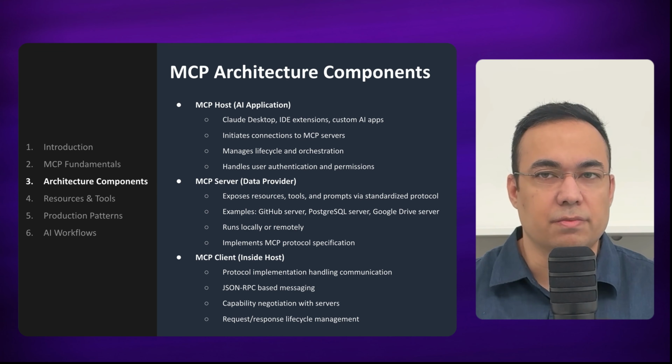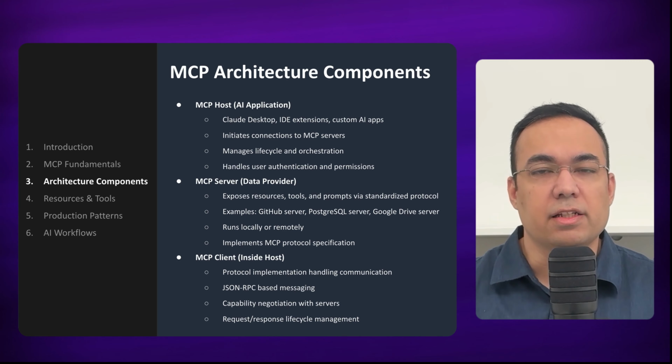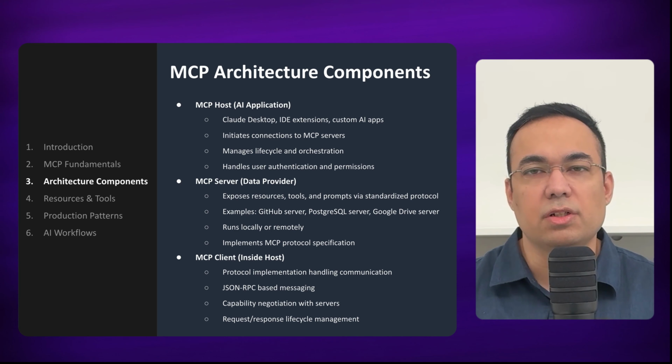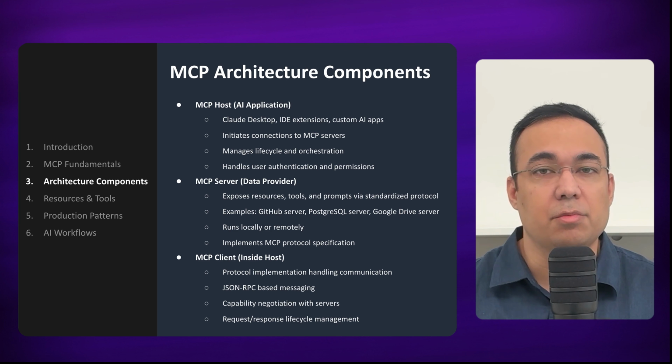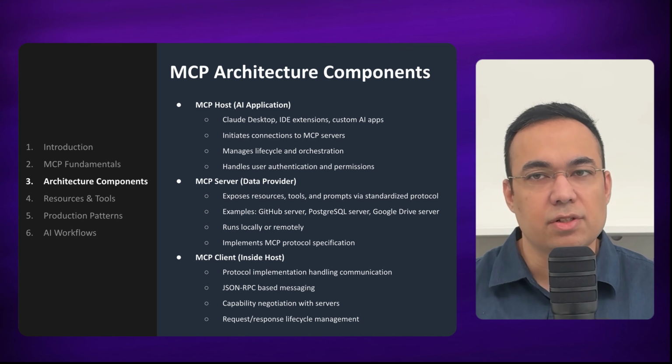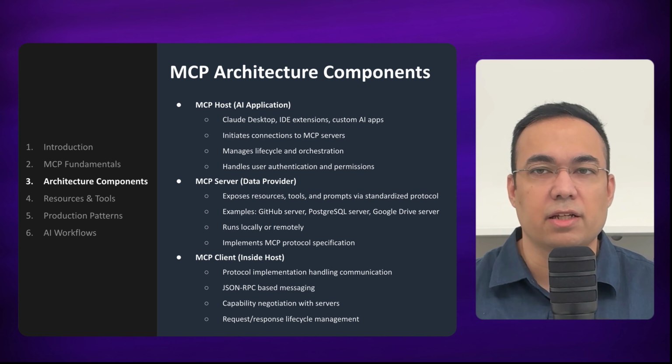Second is the MCP server. This is a data provider. It exposes resources, tools, and prompts via the standardized MCP protocol. Examples include a GitHub server providing access to repositories, a PostgreSQL server connecting to your database, or a Google Drive server for documents. These servers run locally or remotely and implement the MCP protocol specification. The beauty is that implementation details don't matter. Whether it's written in Python, JavaScript, or any other language, as long as it speaks the MCP protocol, the host can communicate with it.